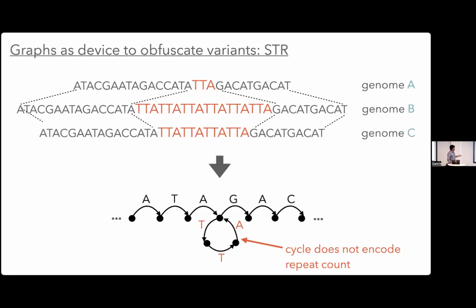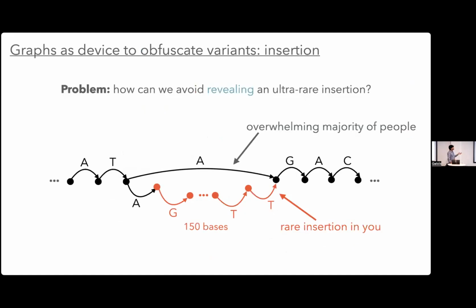So how can graphs help? Well, in that STR example, when we represent that STR as a cycle, we are not directly recording the repeat count. So we are already hiding identifying information just by using a graph representation. But this doesn't work for other cases, like if there's a rare insertion of sequence in your genome, and there's just this alternate path in the graph, this is highly revealing, you just see it.